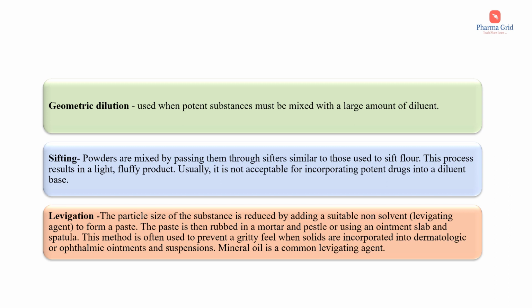Then levigation. The particle size of the substance is reduced by adding a suitable non-solvent, that means a levigating agent, to form a paste. The paste is then rubbed in a mortar and pestle or using an ointment slab and spatula. This method is often used to prevent a gritty feel when solids are incorporated into dermatologic or ophthalmic ointments and suspensions. Mineral oil is the common levigating agent.